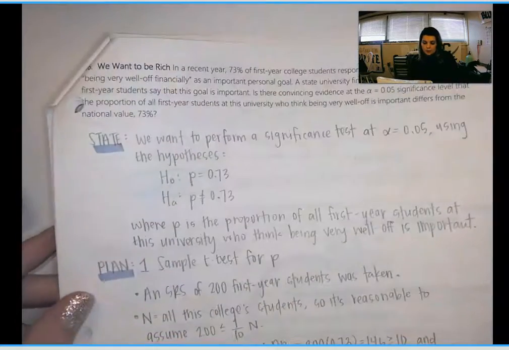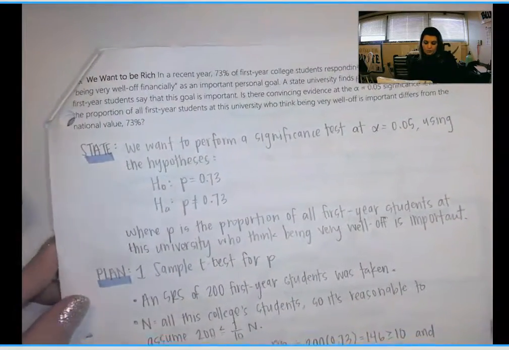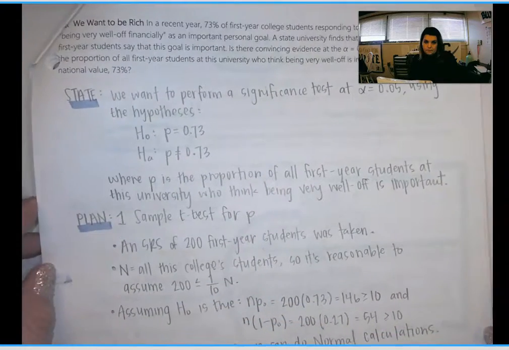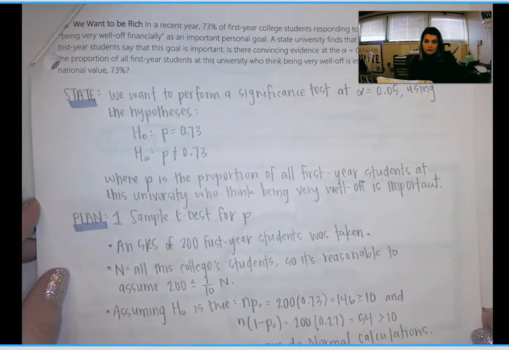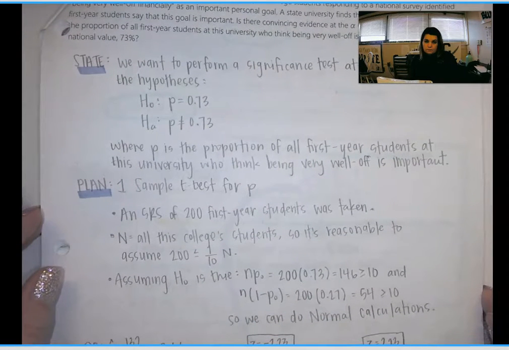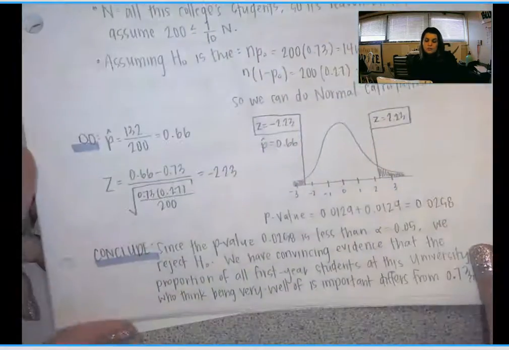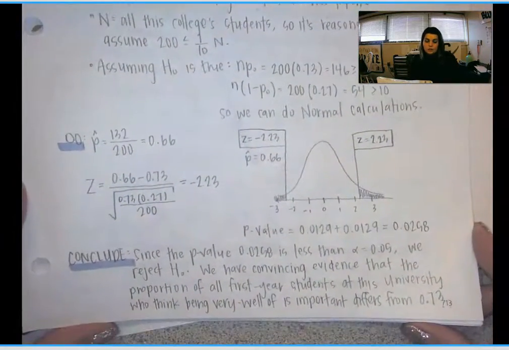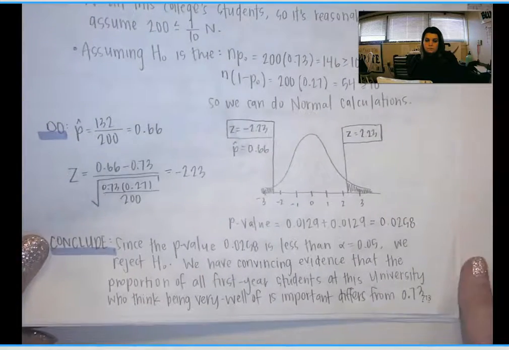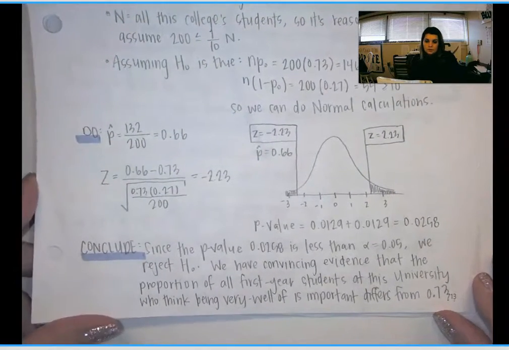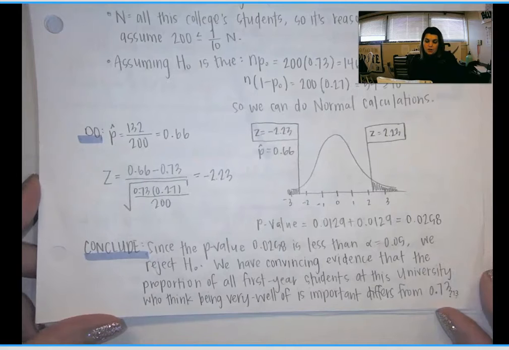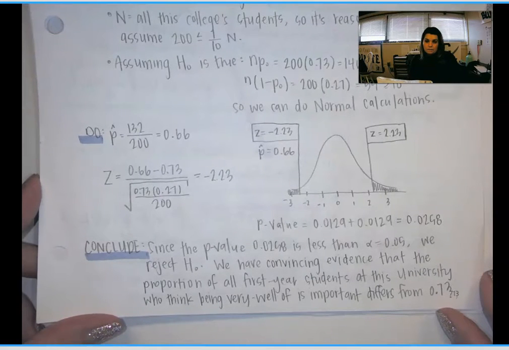Next up is the we want to be rich problem. So this is my state and plan. This is a two-tailed test, so this is my do and conclude. The conclude on this one was very long, I felt like.